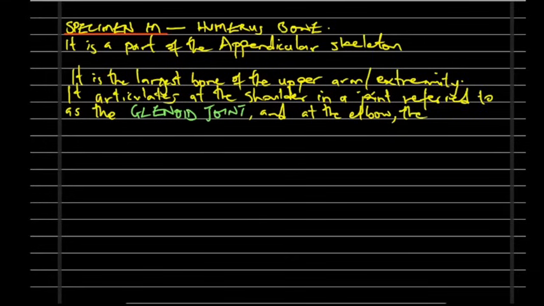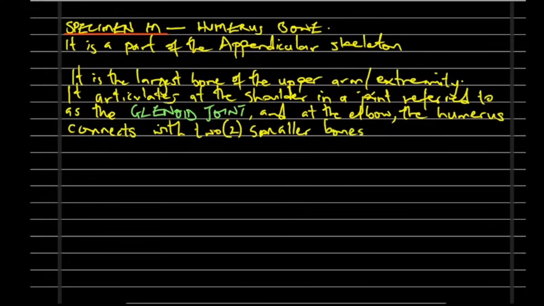At the elbow, the humerus connects with two smaller bones. Smaller now compared to the size of the humerus. It's not that they're actually small, but compared to the size of the humerus, they are smaller. Smaller bones called ulna and radius. So those are the two smaller bones that we have there, ulna and radius.